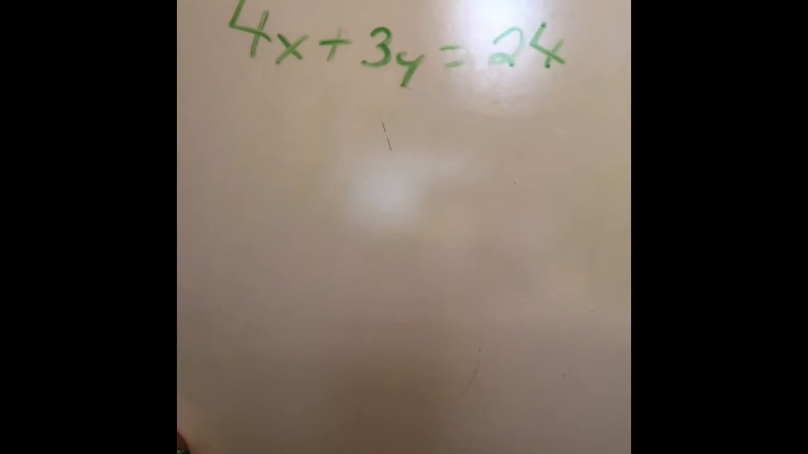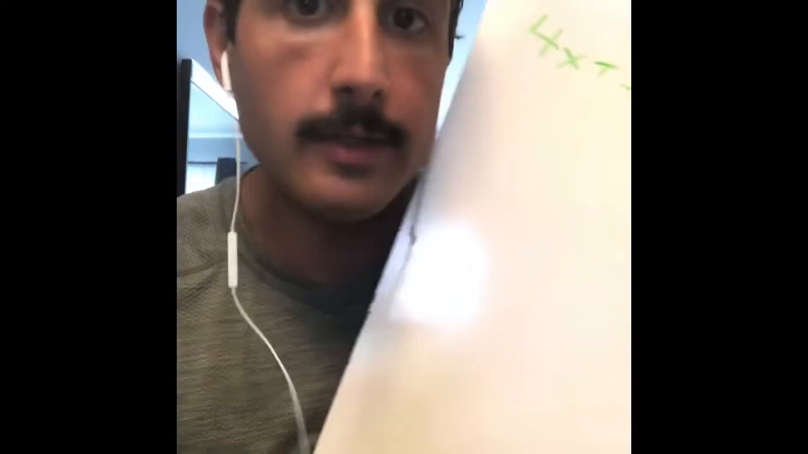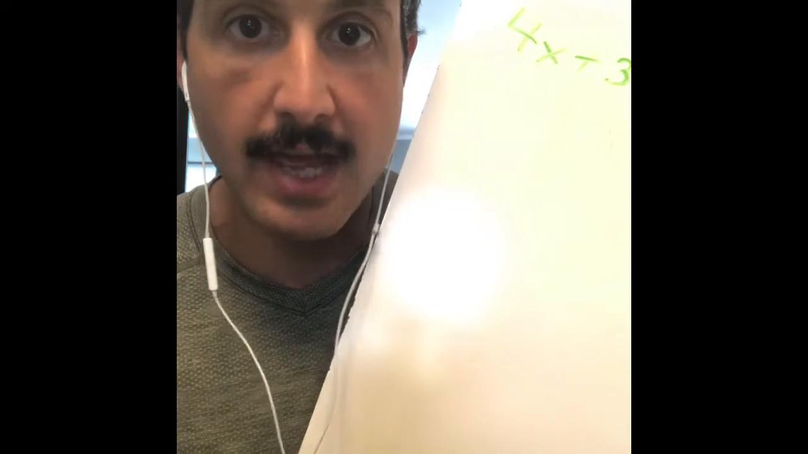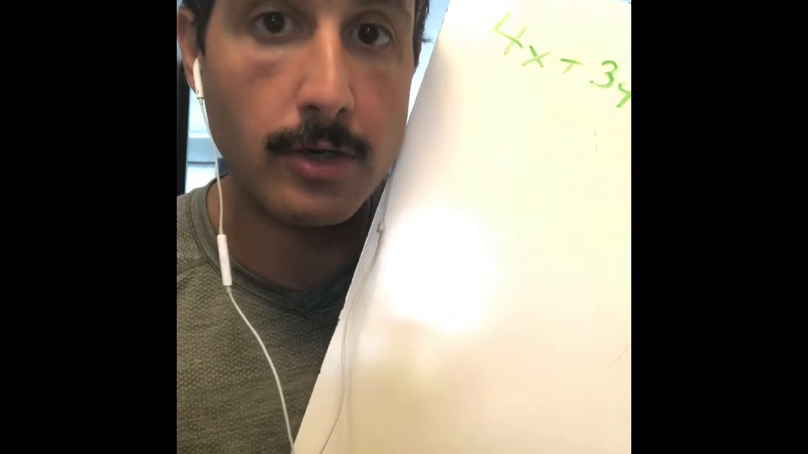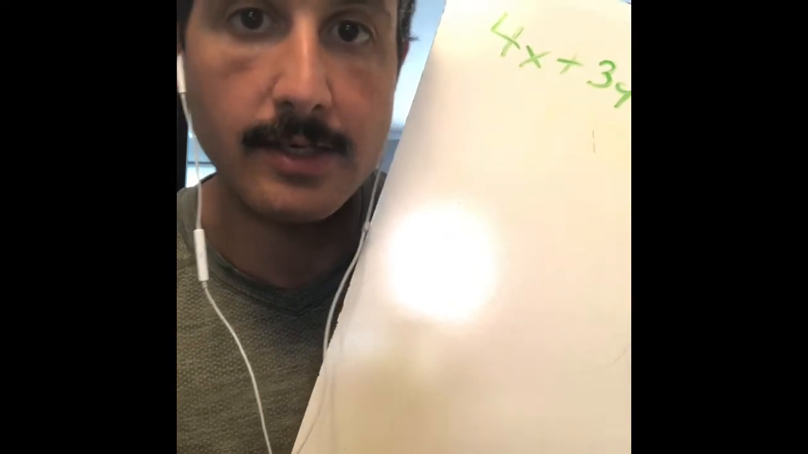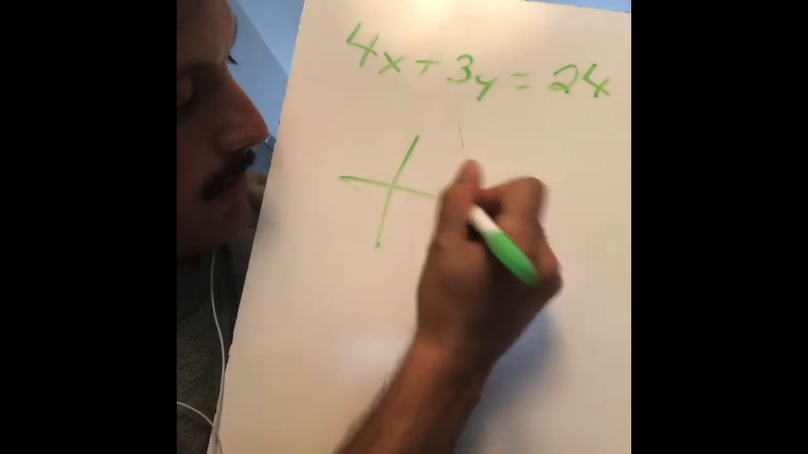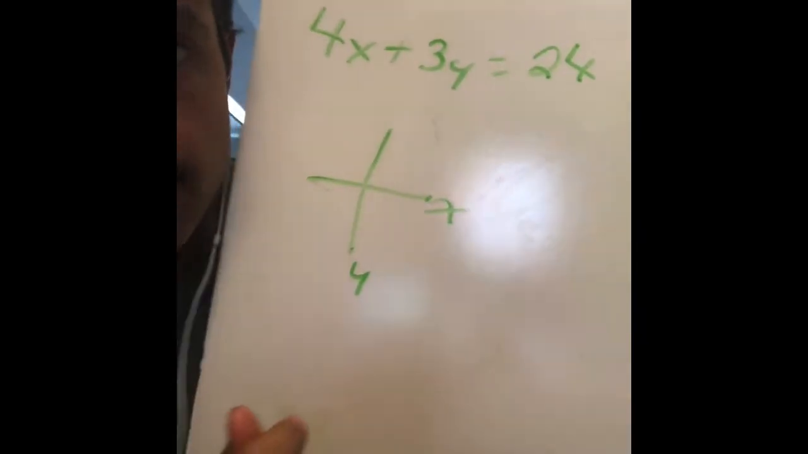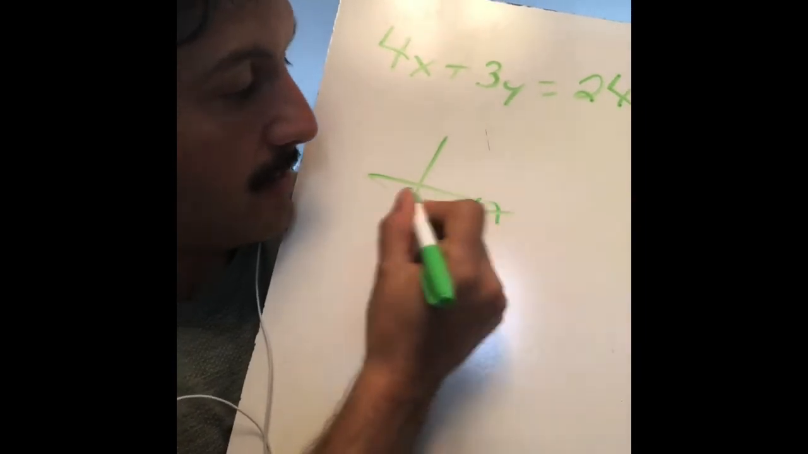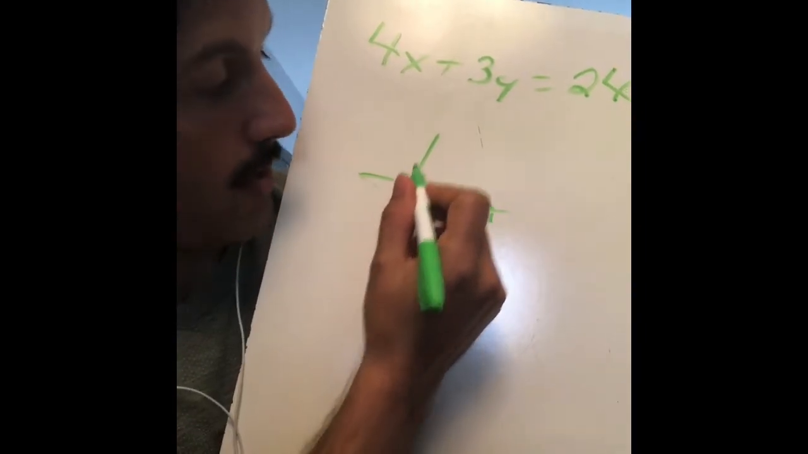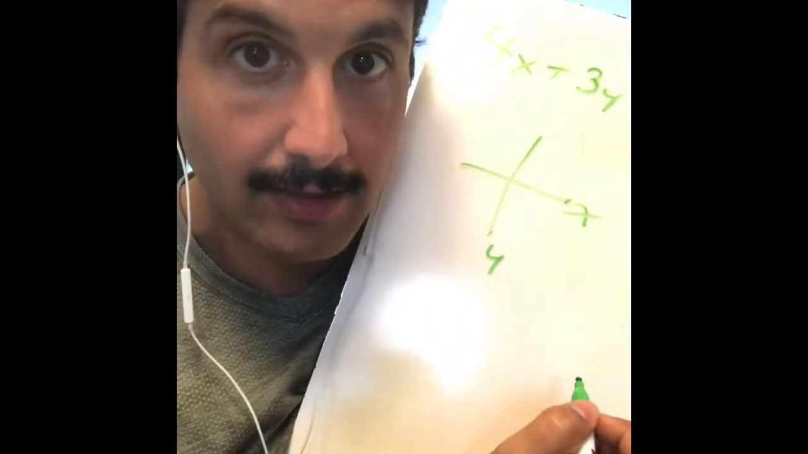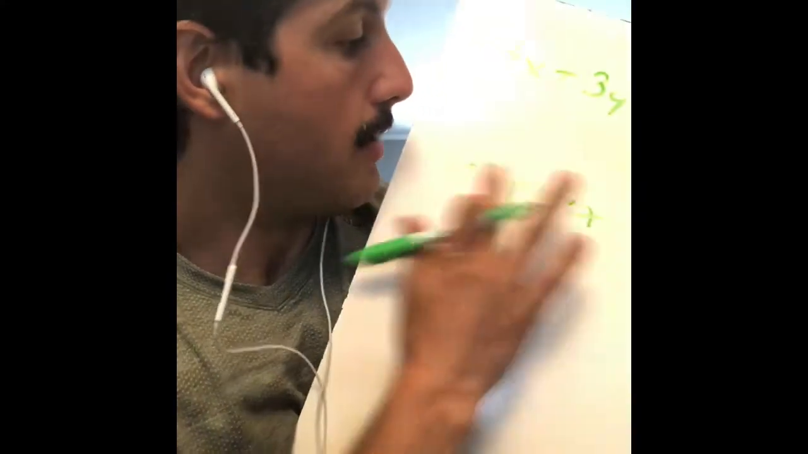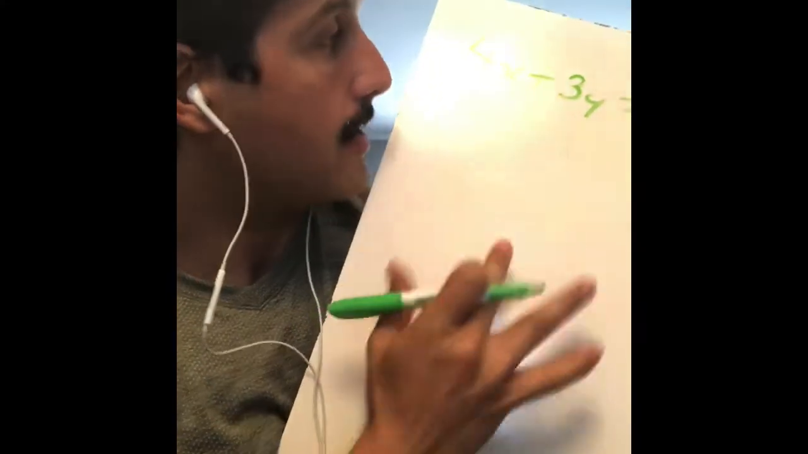I'll back up a bit. 4x plus 3y equals 24. And now we need to find both intercepts, the x-intercept and the y-intercept. So first of all, I'm going to find the x-intercept. The x-intercept occurs when y is at 0. A visual of that is that the x-intercept occurs when the y value is down to 0. So to be on the x-axis, your y has to be 0. So that's what I'm going to do. I'm going to sub in a 0 for y.